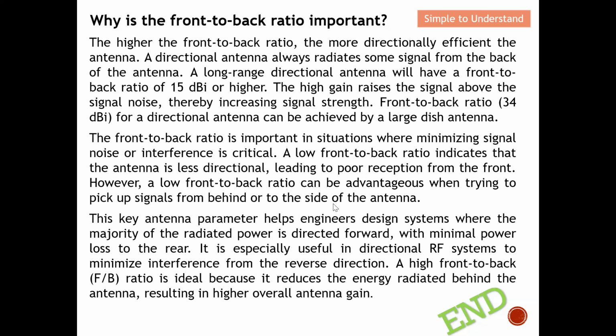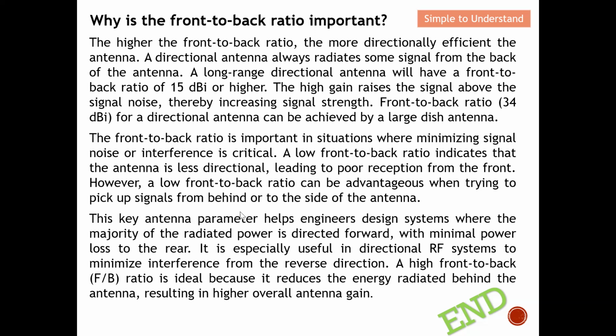So for example, if you build an antenna, it may not always pick up the signal from the front. So therefore, when we have a low front to back ratio, the side lobes can also receive the signal. Even the back lobe can also receive the signal. So basically, this is what it means.